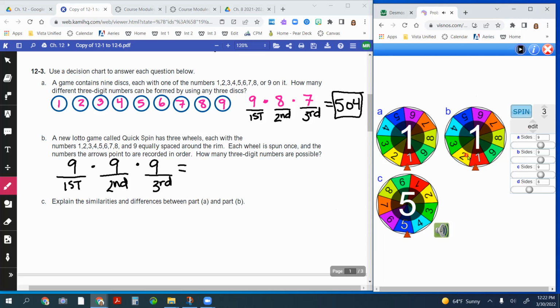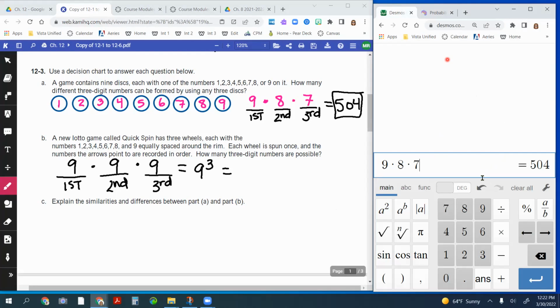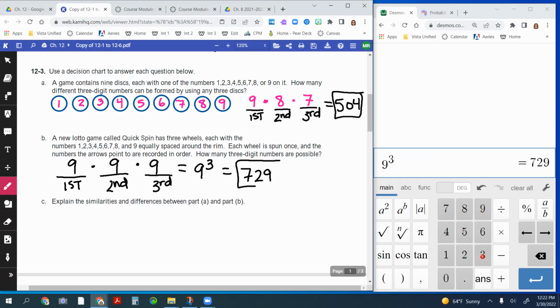Up there, I got repeats. So you see, I got a 1 and a 1 again. So I can have repeats here. So this is really going to be 9 to the third. And when I work out 9 to the third, 9 to the third is 729 different outcomes. Explain the similarities and the differences between part A and part B.